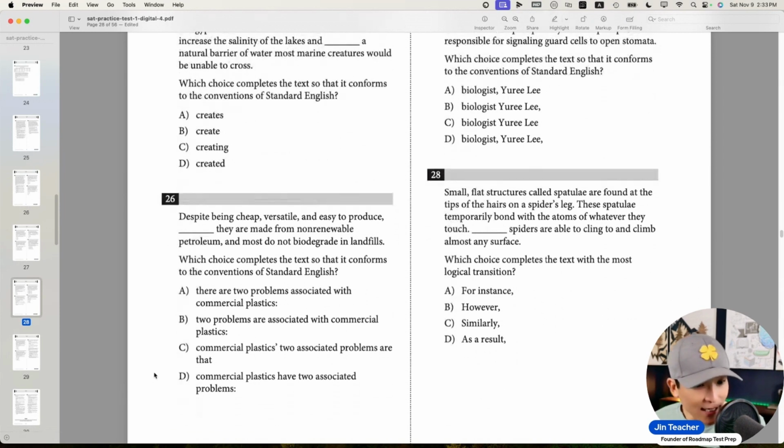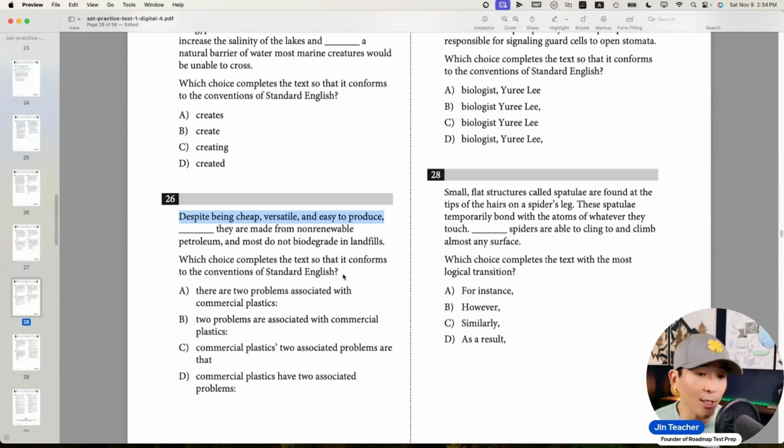Looking at the answer choices here, notice I have different nouns at the beginning of the answer choices. A says there are, B says two problems, C, commercial plastics' two problems. So problems is the noun, and then D is commercial plastics. When I notice different nouns at the beginning of my answer choices, I know I'm being tested on modifiers. What are modifiers? Modifiers are phrases that begin a sentence before the independent clause. So despite being cheap, versatile, and easy to produce, that's a modifier. A modifier's job is to describe something. Your job is to figure out what it's describing.